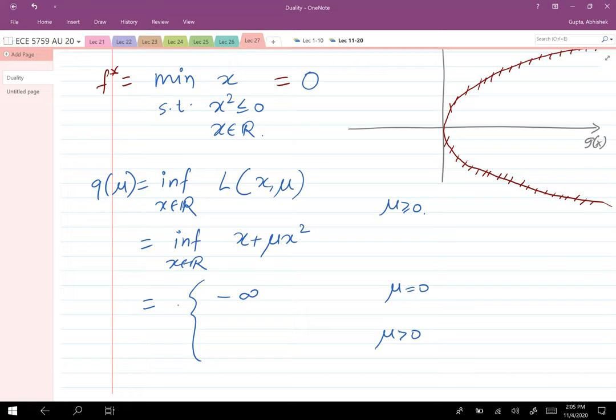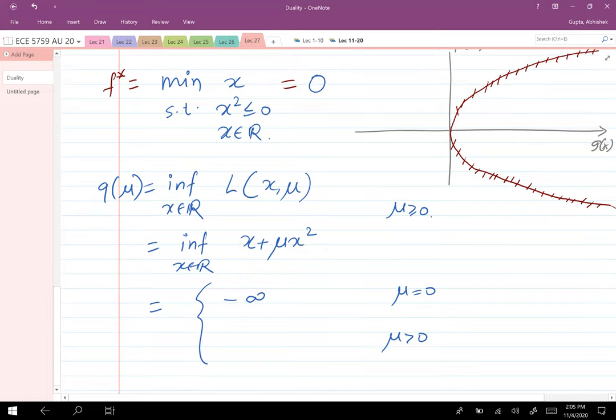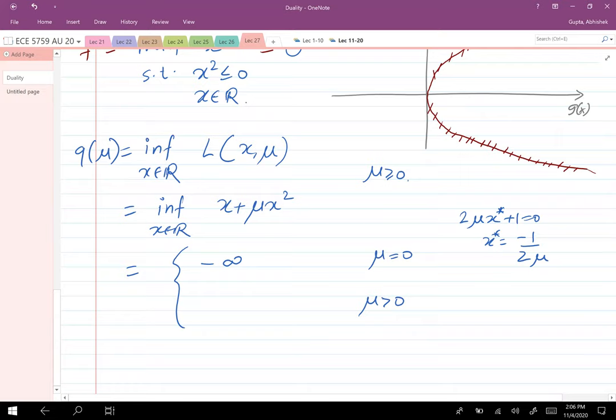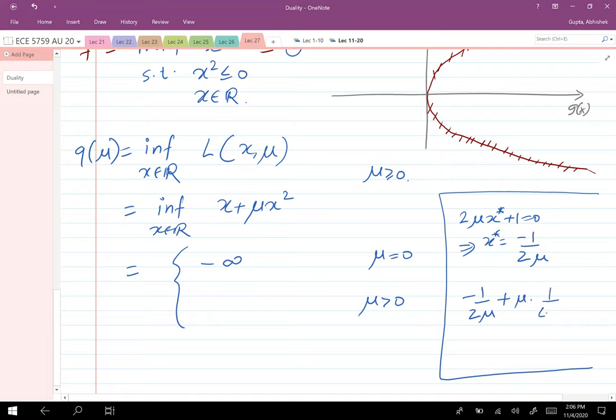It requires a little bit of calculation. Let's try to do it. So when mu is strictly positive, this is actually a convex problem. So I can solve it by taking the first derivative and setting it equal to zero. So I have 2 mu x plus 1 equals 0. So x star is equal to minus 1 over 2 mu. And if I substitute it in here, what do I get? Minus 1 over 2 mu plus mu times 1 over 4 mu square, which is equal to minus 1 over 4 mu.